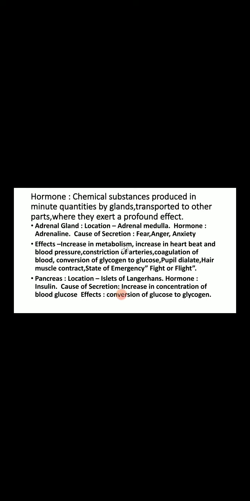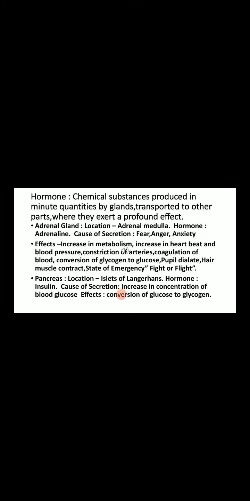Now the second is pancreas. Its location is the islets of Langerhans. These are specialized regions inside the pancreas. They produce a hormone, insulin. The cause of its secretion is an increase in the concentration of blood glucose level.